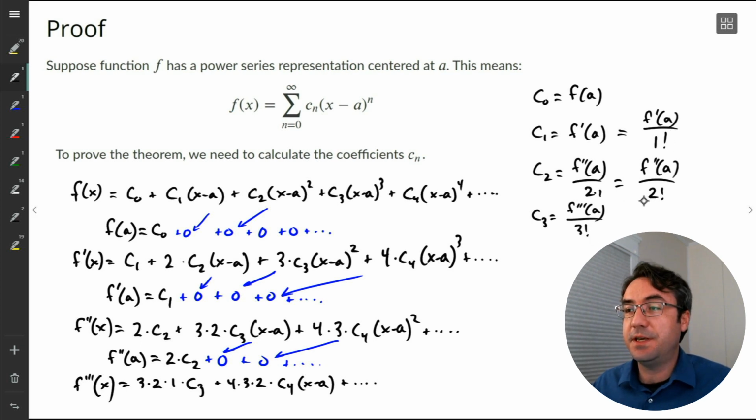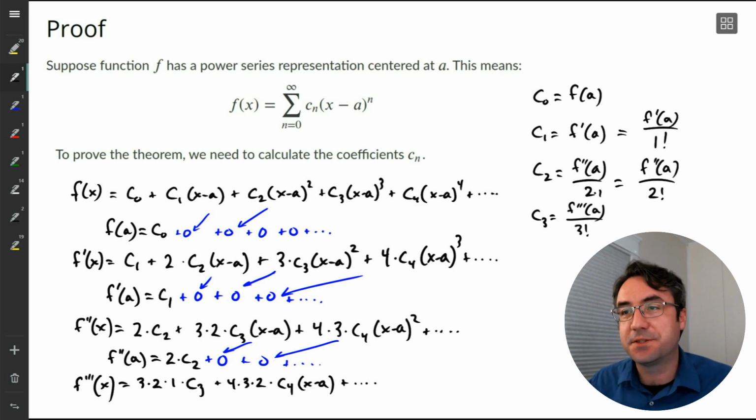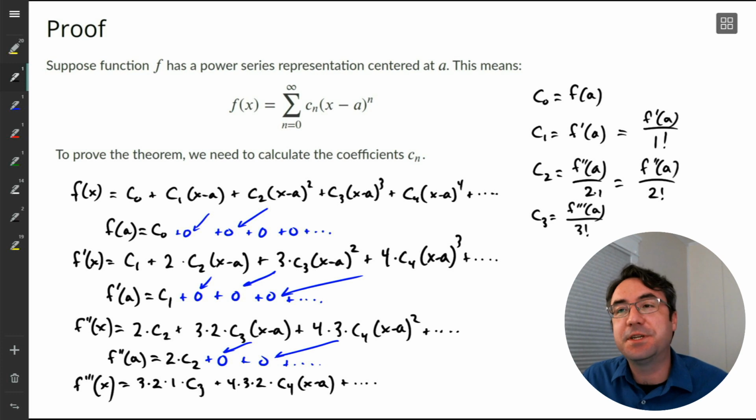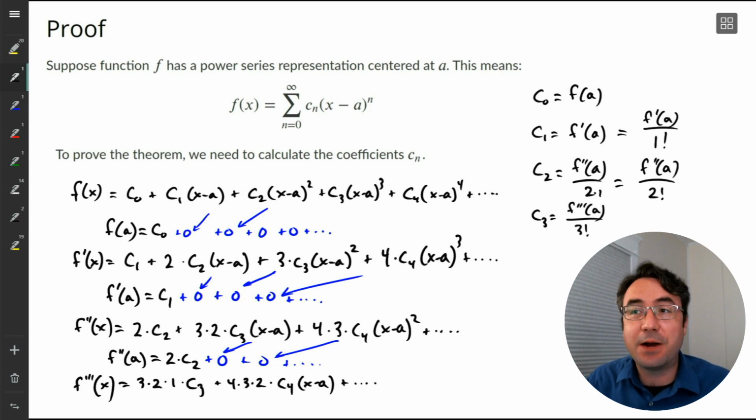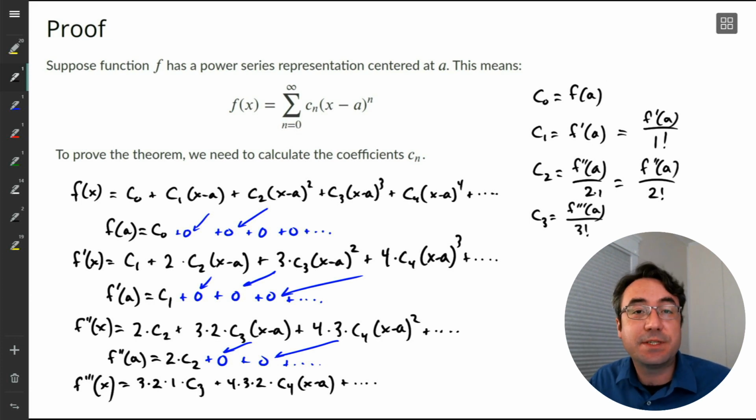And these are just the coefficients that we would expect from our Taylor series. The nth derivative divided by n factorial. And so what happens is, as we keep differentiating, we could calculate more and more of these coefficients. So if our function has a power series representation, it can't just be any old power series, it's going to end up being equal to its Taylor series.